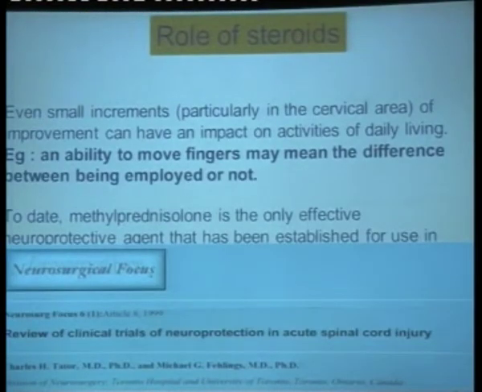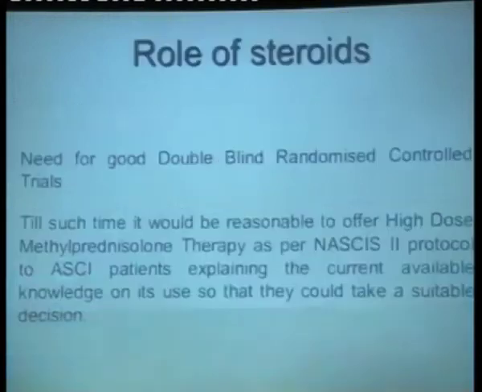Now, when it comes to the role of steroids, there is again a controversy, even though there were some trials which showed that there was a definite role for the steroids. There is a need for a double-blind, randomized controlled study. However, till such time, one may offer it to all patients who come to the center within 8 hours of the injury.